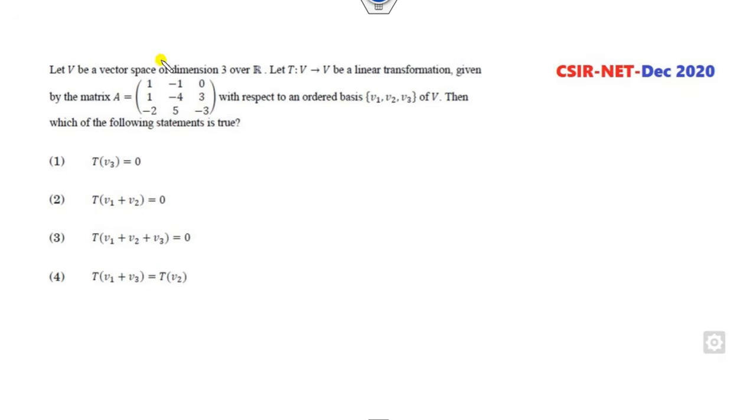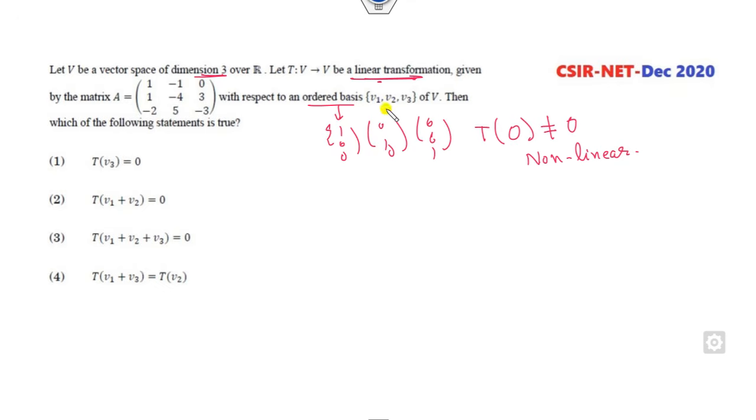Okay, V is a vector space of dimension 3. Then which of the following is a linear transformation? As I mentioned before, whenever this is non-zero, it is called non-linear. Fine. It's an ordered basis. We know the ordered basis is 1 0 0, 0 1 0 and 0 0 1. Whenever there is an ordered basis, the first column corresponds to V1, the second column to V2, and the third to V3.